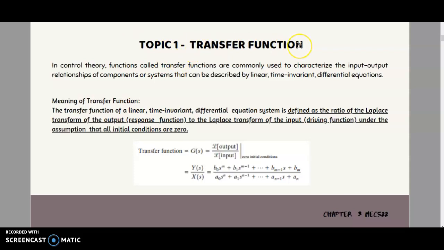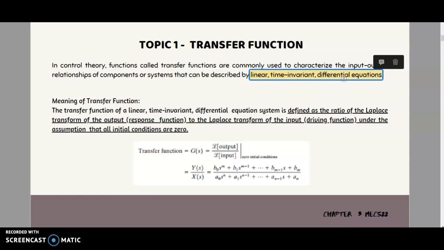This one is transfer function. Basically, a transfer function is to describe the relationship between input and output for a linear, time invariant differential equation system. This is the term. You can find in Ogata or Nise the detail of what is linear and what is time invariant. Differential equation, basically you know already.